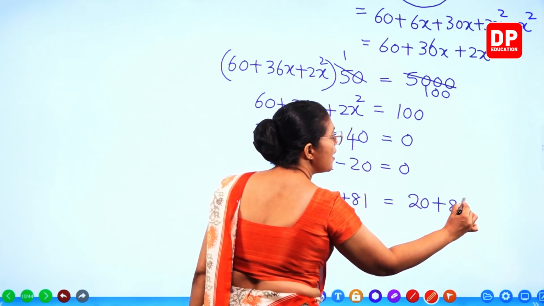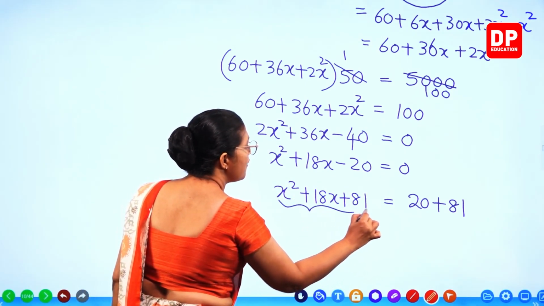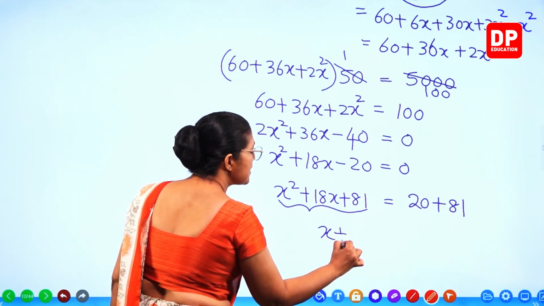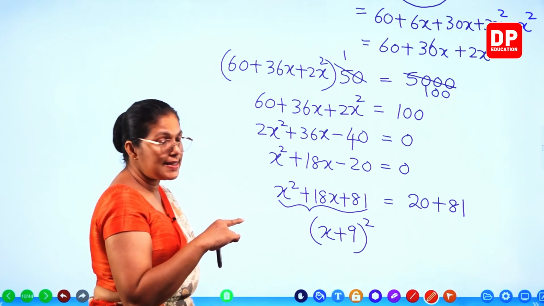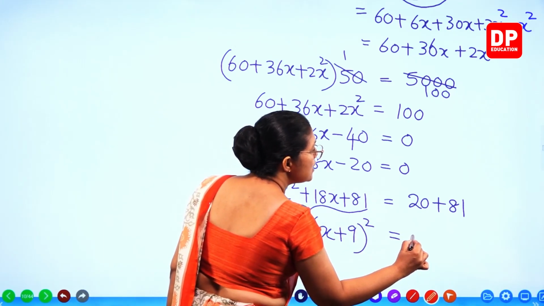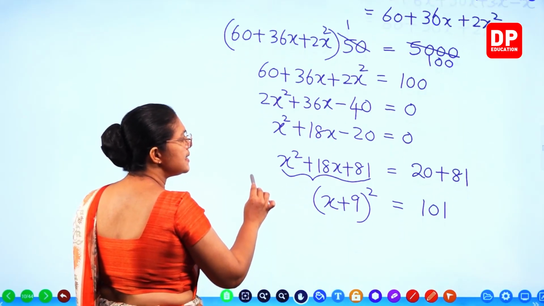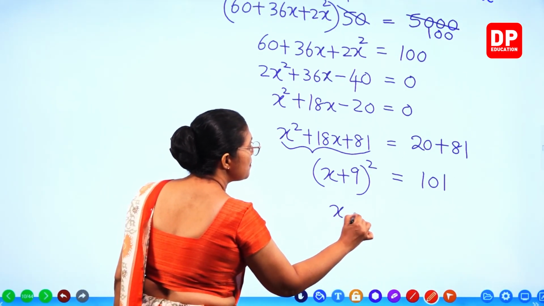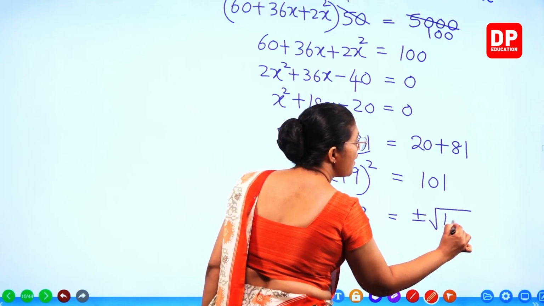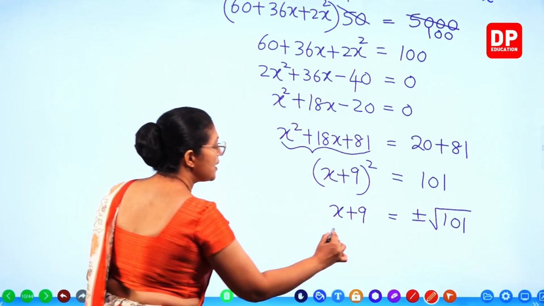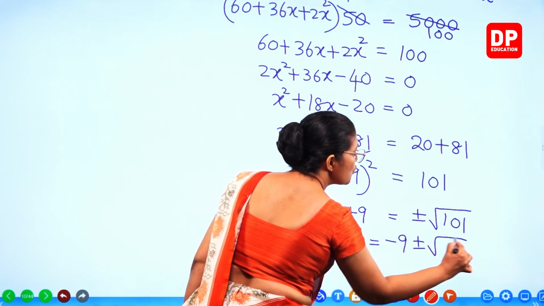So add 81 because this is an equation. Now what can you write for this one? This is x plus 9 whole thing squared, because square root of 81 is 9. 20 plus 81, you get 101. Now take square root both sides. You get x plus 9 equals plus or minus root 101. So what is x? x becomes minus 9 plus or minus root 101.